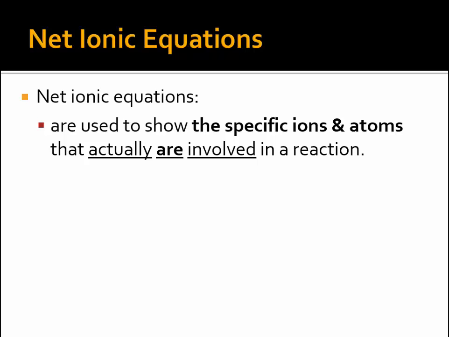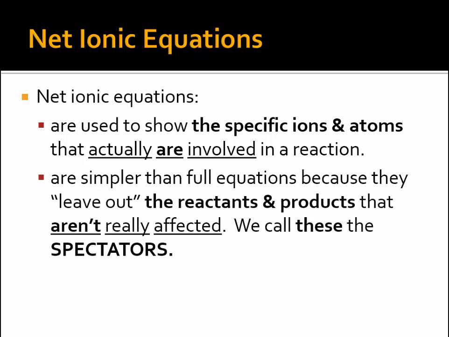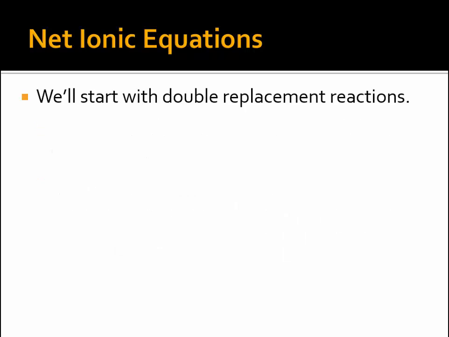There are parts that usually aren't involved, and we can remove those in terms of really understanding the true guts of what's going on, and net ionic equations help us to do that. Net ionic equations are simpler than a complete or full equation because they leave out the reactants and products that aren't really affected. There are parts of many reactions, though not all, that really aren't changing in any way, and so they're just watching the reaction happen around them. We call them spectators. If we can remove those, we can get it down to a simpler reaction a lot of times. That'll help us to really see what's going on.